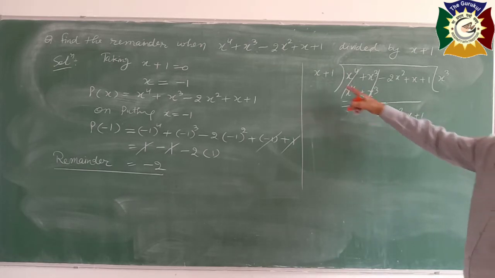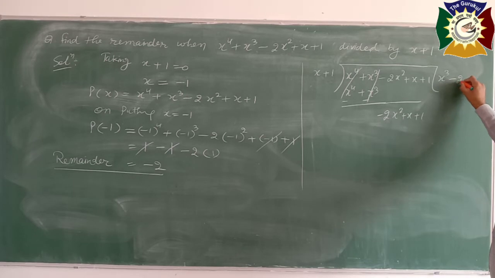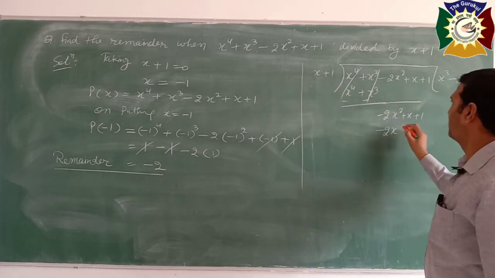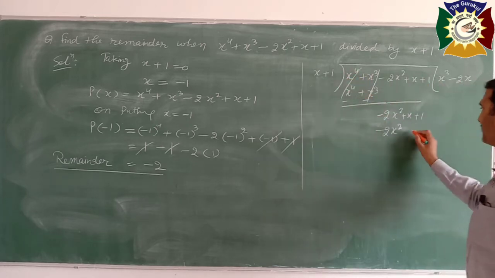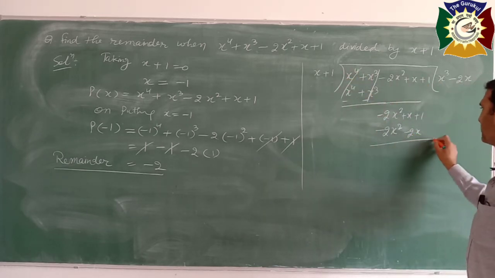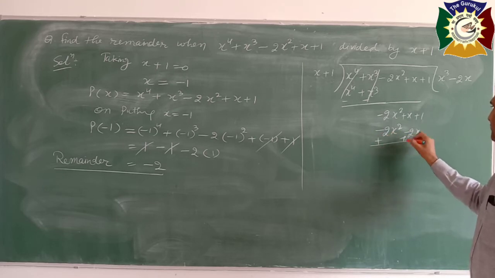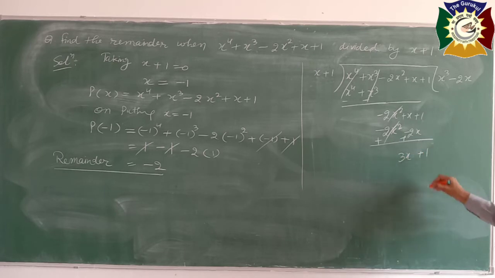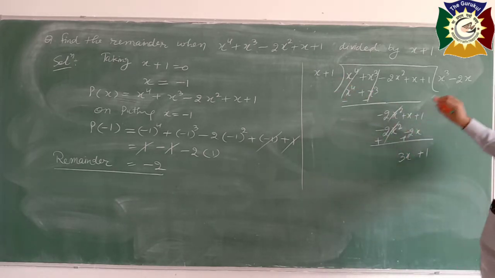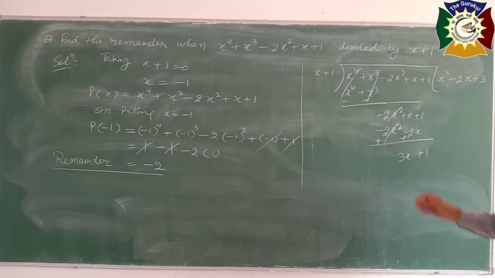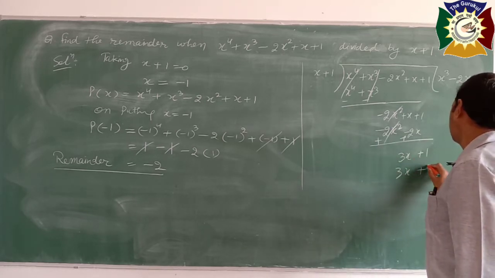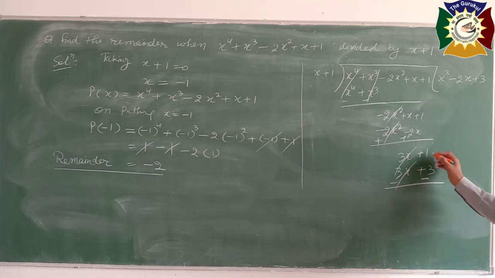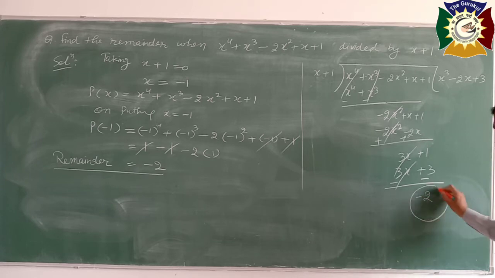Again divide this first term by this. We get minus 2x. Minus 2x multiplied by the divisor gives minus 2x square minus 2x. Change the sign. The first term cancels. This is 3x plus 1 as it is. Again divide 3x by x. We get 3. Multiplying gives 3x plus 3. On changing the sign, the first term cancels and the remainder is minus 2.